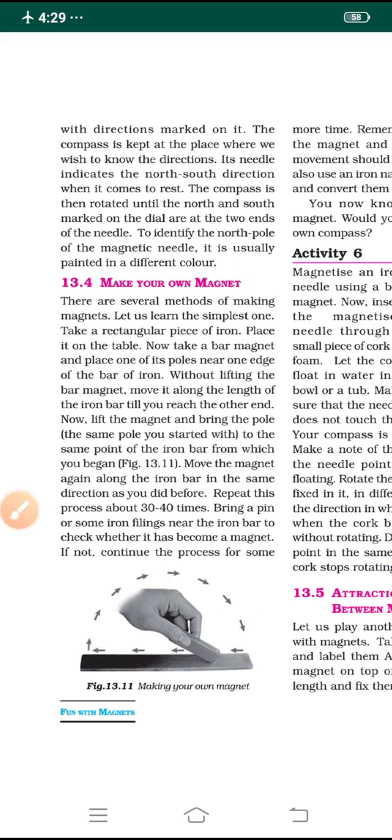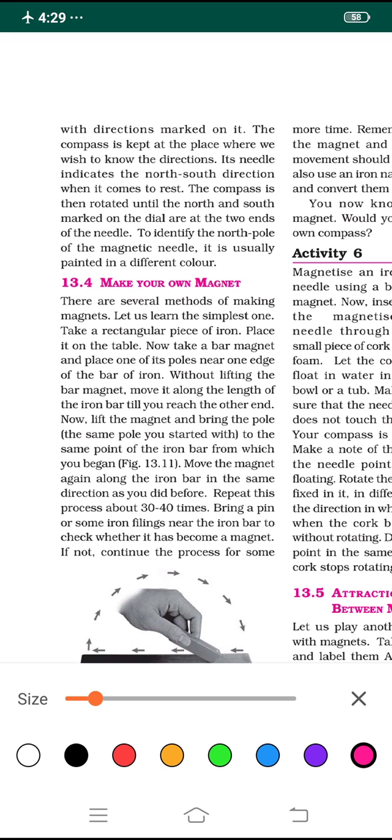The compass also has a dial with the directions marked on it. Just as your watch has a dial, in the same manner the compass also has a dial with the directions marked on it.